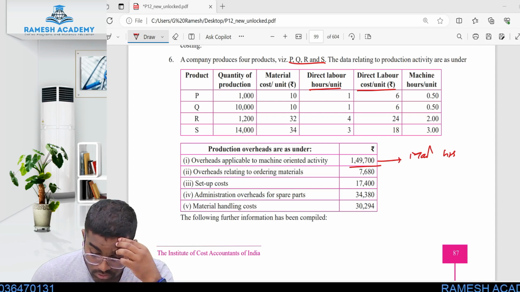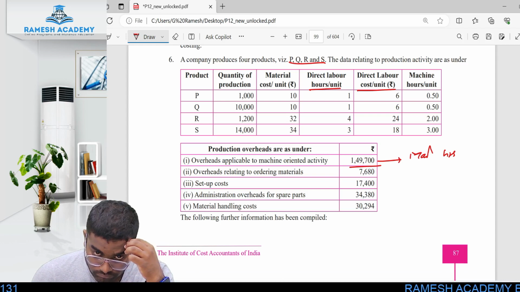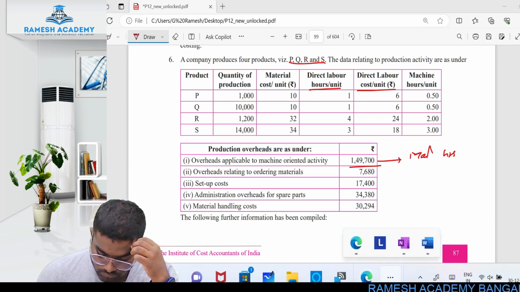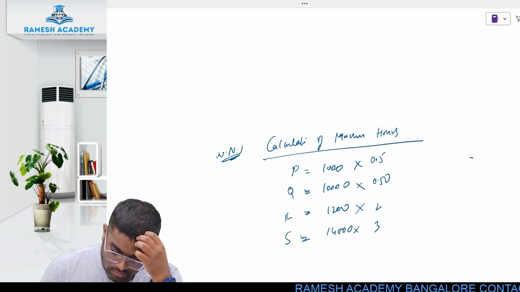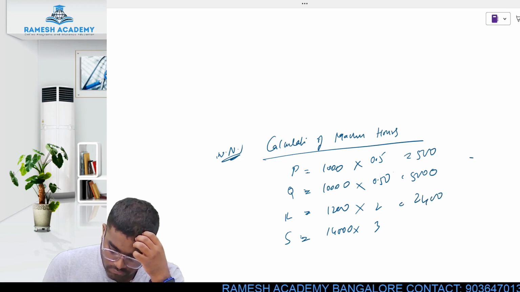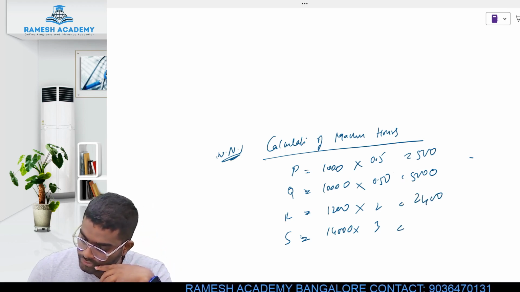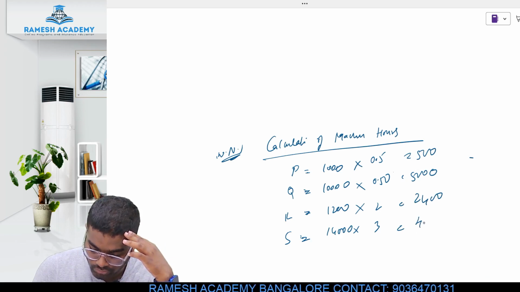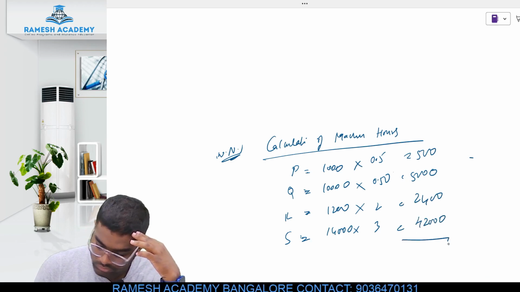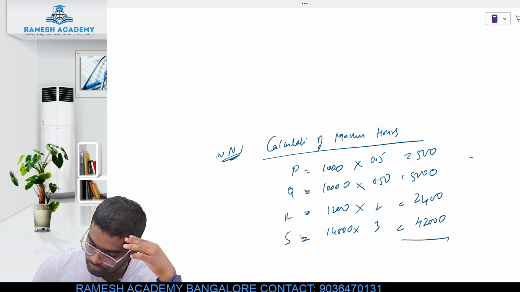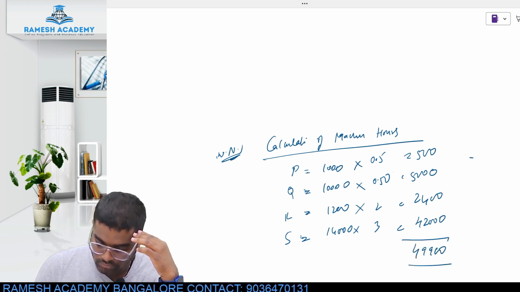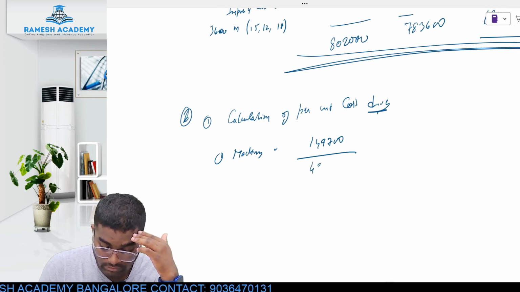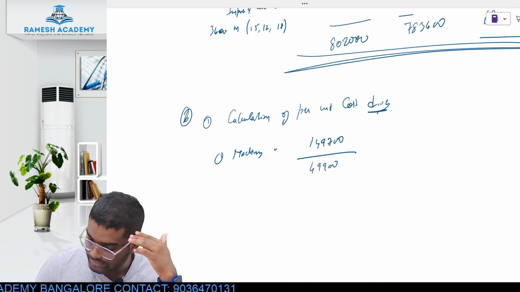It is 2 and 3. Simple. Multiply. Here it will be 500. Here it will be 5,000. Here it will be 2,400. Here it will be 14,000 into 3, 42,000. Just add it up. 49,900. Divided by 49,900, I guess it is 3.